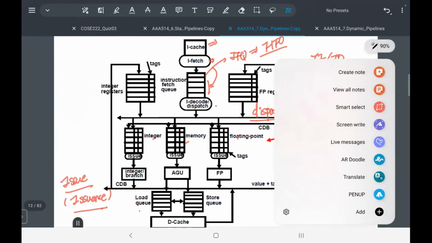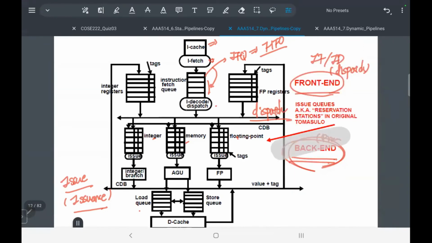Also, another challenge is that we need to consider the three data hazards, read after write hazard, write after read hazard, and write after write hazard. How can we support this case? How can we solve these hazards? Actually, the Tomasulo algorithm solves the data dependency with the tags in the issue queue.